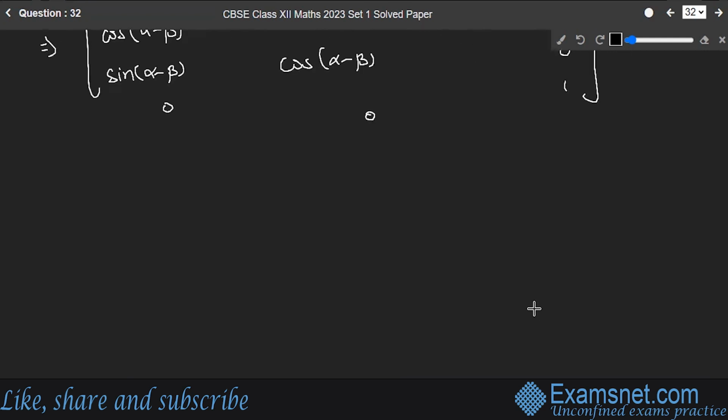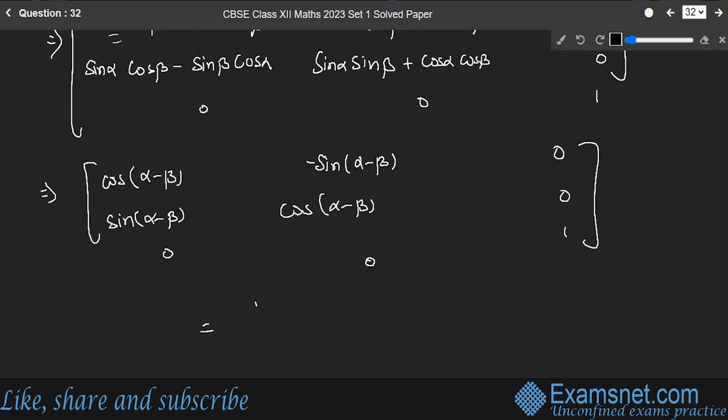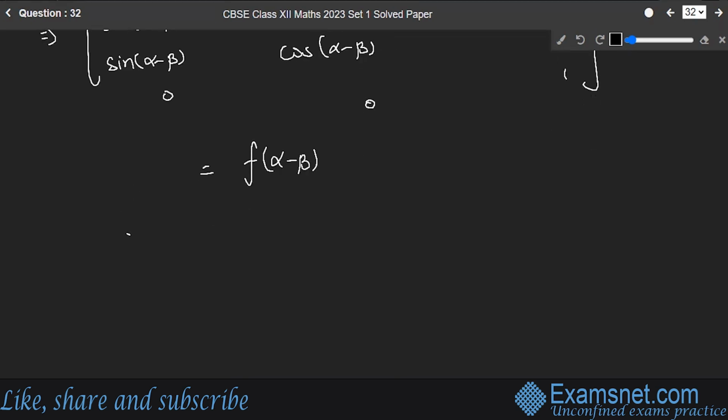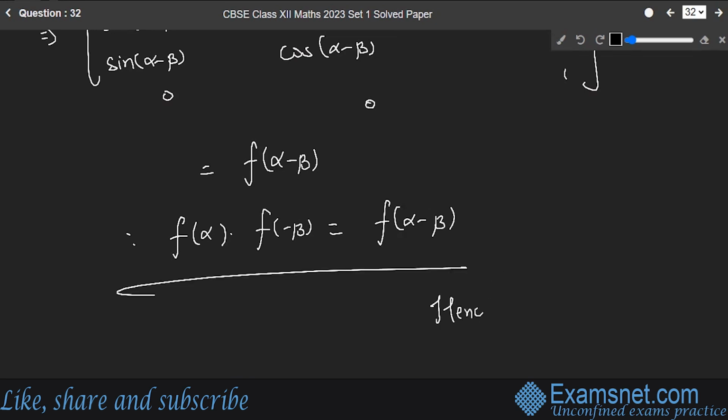Right? And this is nothing but f of alpha minus beta. So you have therefore f of alpha into f of minus beta is equal to f of alpha minus beta. Hence proved. Hope you understood this.